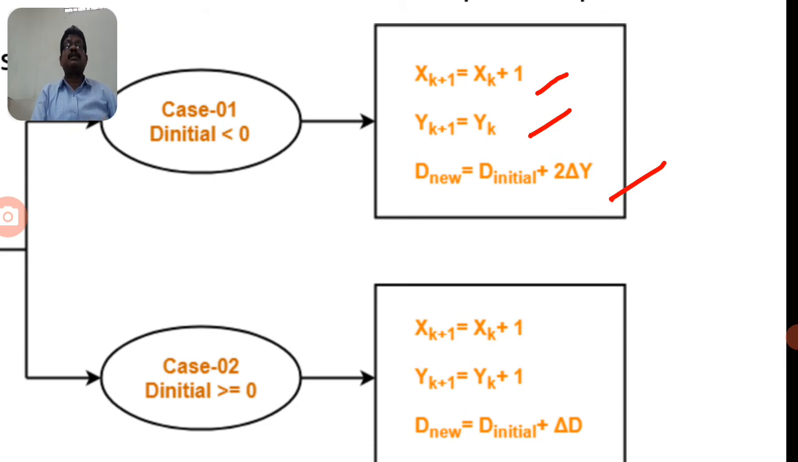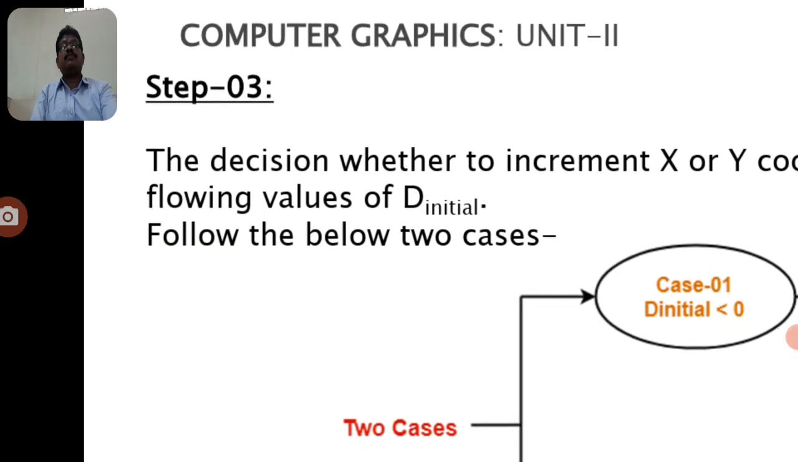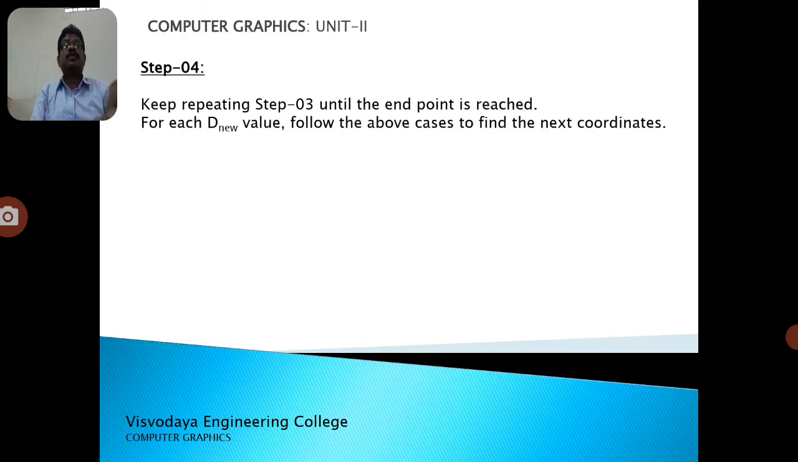Now here also two cases are derived. One is the d initial value less than 0 and the other is the d initial value greater than or equal to 0. These two conditions are taken. Now coming to this fourth step, you can observe this third step is repeating until the last point is reached. In every algorithm, either DDA or Bresenham's algorithm or this algorithm, after the condition is over, we need to find the next coordinate until the last coordinate is reached. So the process will continue.